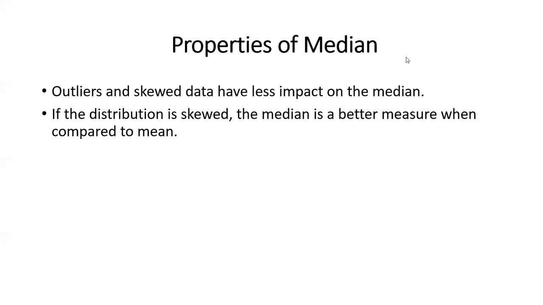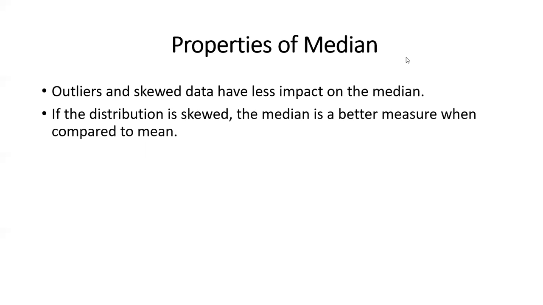Now let's understand the properties of median. Median, we have seen, is the value we get after arranging the values in ascending or descending order. It represents the center of the data set. So the value which represents the center of the data set, when it is arranged in a sequence, either ascending or descending, is called the median. Okay.